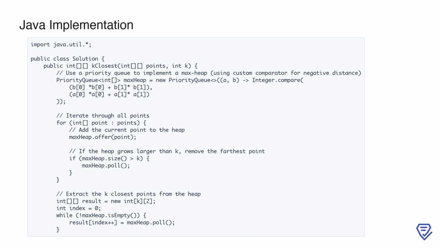Next, we iterate through each point in the input array. For every point, we add it to the max heap using the offer method. If the size of the heap exceeds k, we remove the farthest point by calling poll, which ensures the heap only contains the k closest points at any time. This way, we maintain efficiency as we process the points, ensuring that no unnecessary elements remain in the heap.